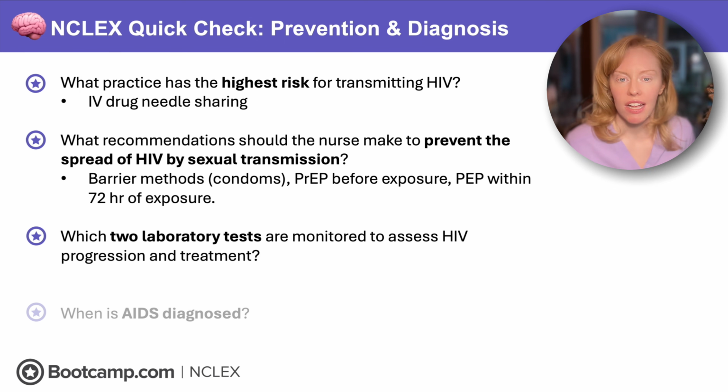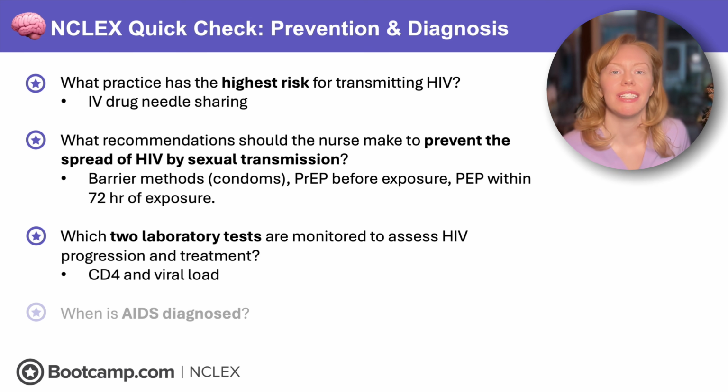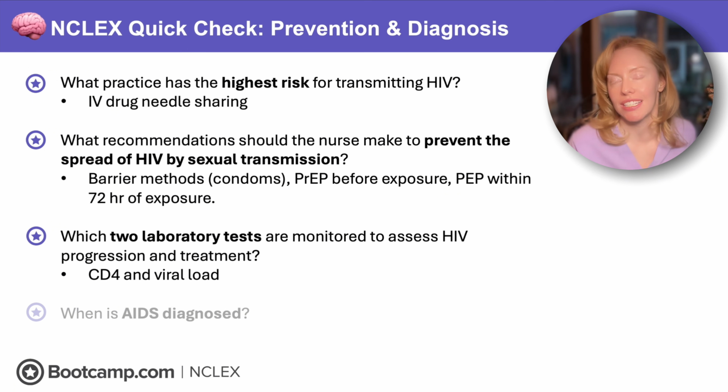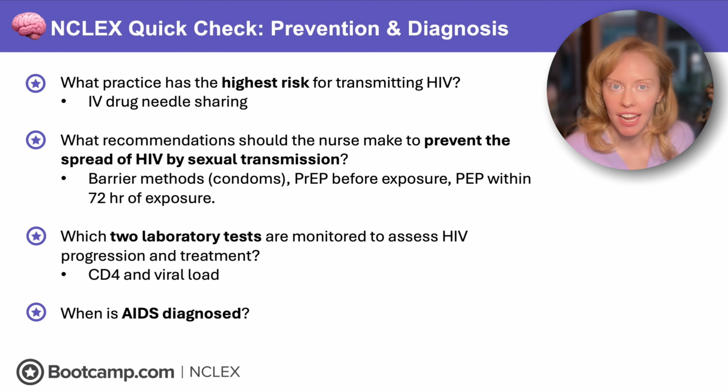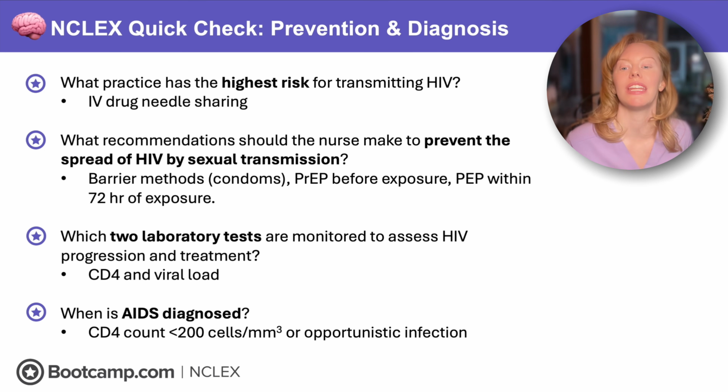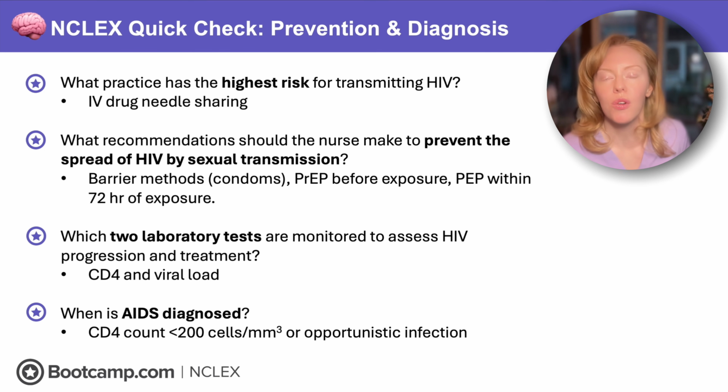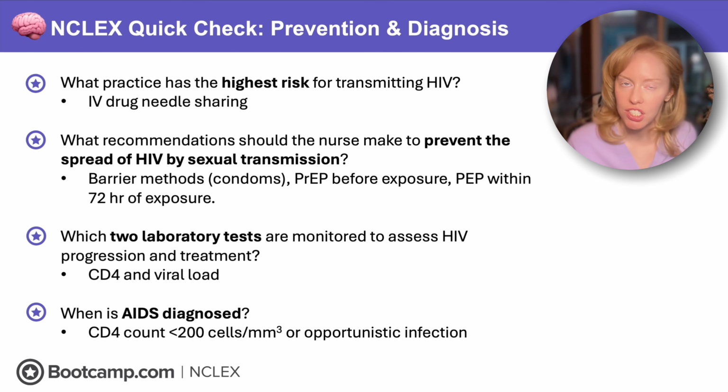Which two laboratory tests are monitored to assess HIV progression and treatment? That is going to be your CD4 count, which we want to see stay high, and your viral load, which we want to see go low. When is AIDS diagnosed? AIDS is diagnosed when either the CD4 count is under 200 or the patient develops an opportunistic infection. Great job.